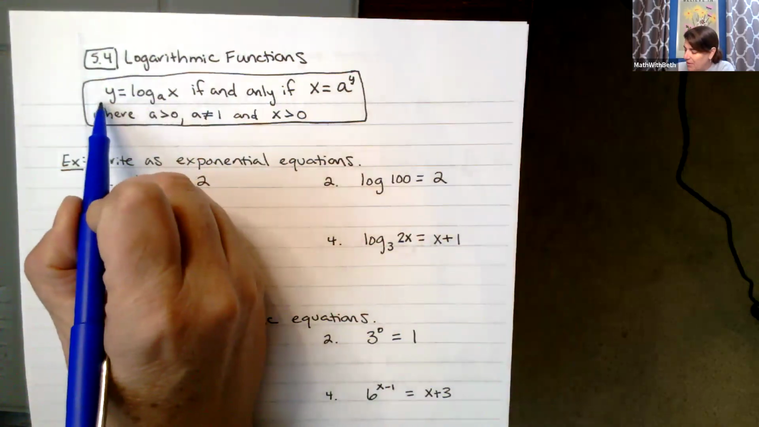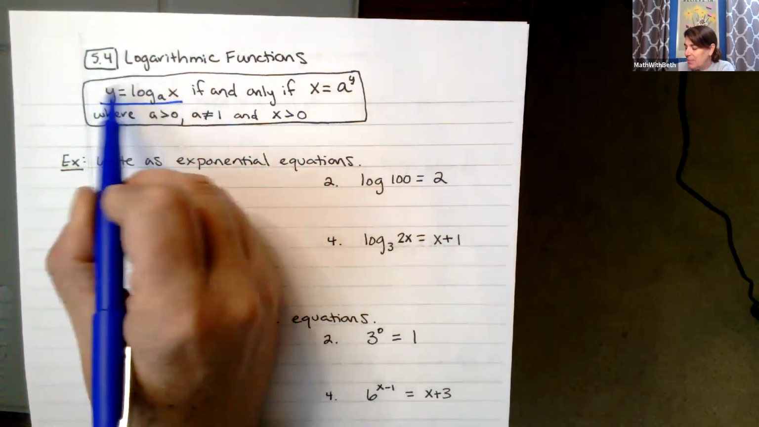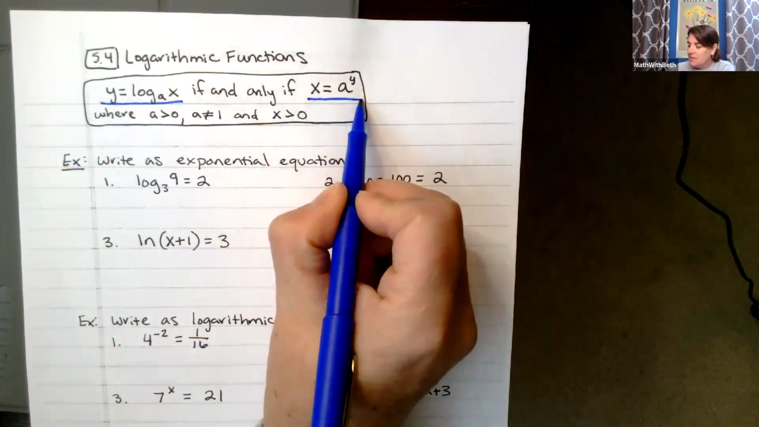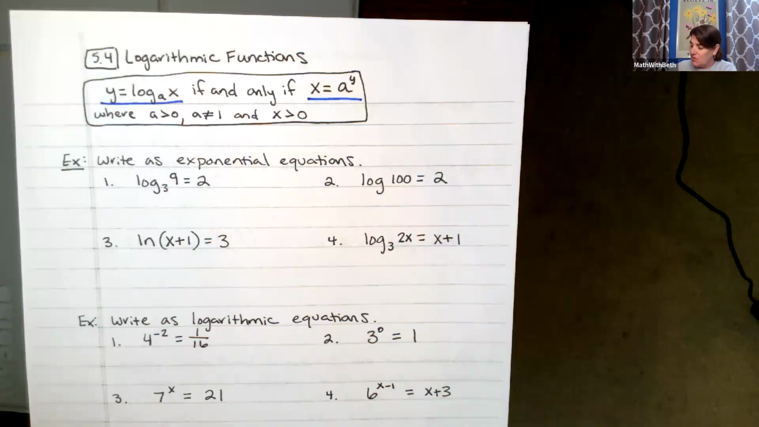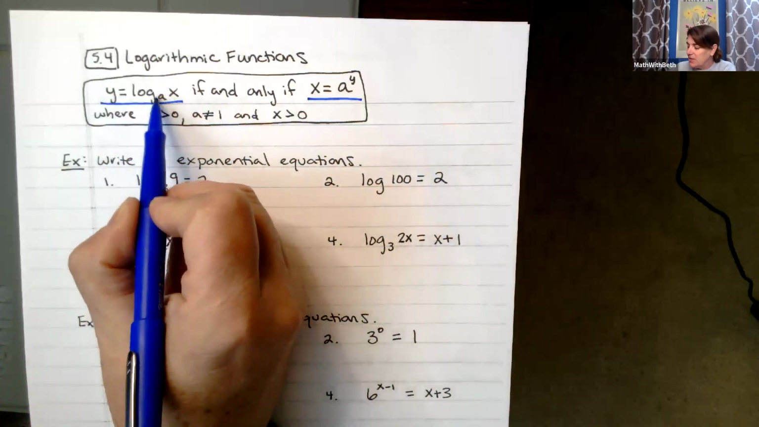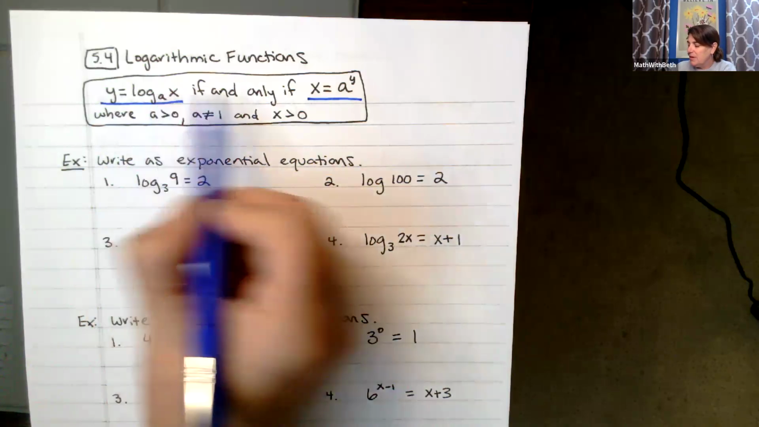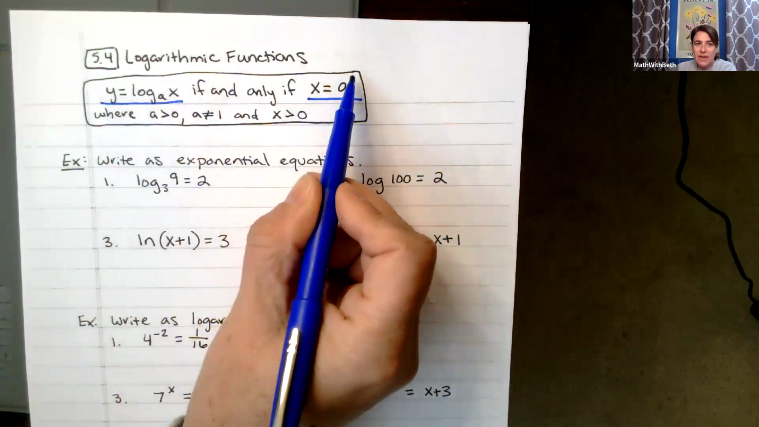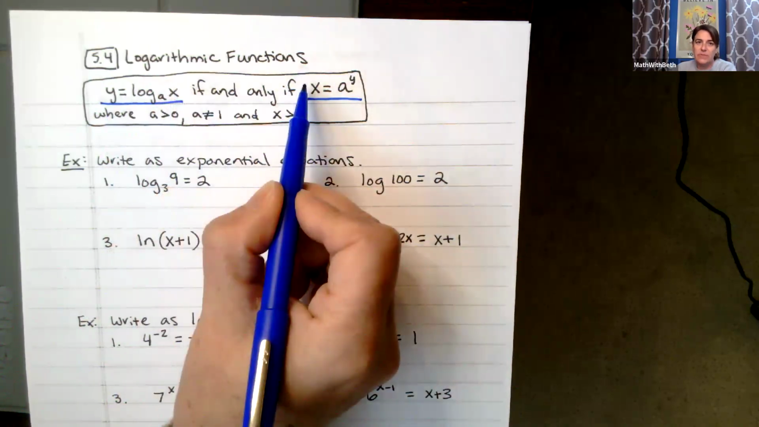So here's the pattern. If something is set up like this, it means the same thing as this. So you'll start getting used to where each thing goes. So the little number that's here goes here. The number that was over here becomes the exponent, and whatever was here goes there.